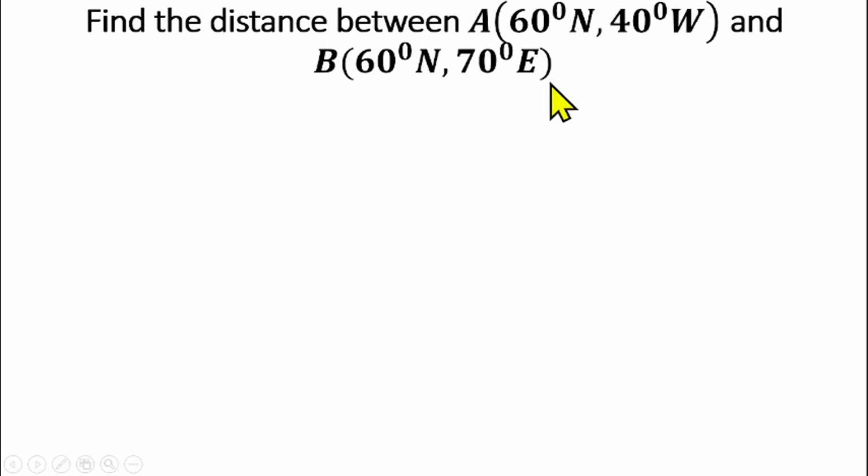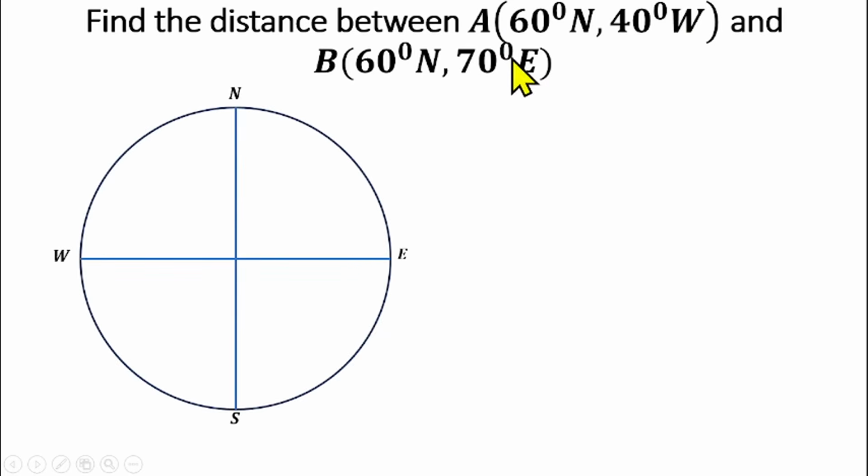What will be the angular distance between point A and point B? That should be 40 plus 70 degrees. That will give us 110 degrees because they are in different hemispheres, west and east. So let's try to draw the diagram for this as well. If I locate what they have in common, which is the same latitude, 60 degrees north, I have 60 degrees north.